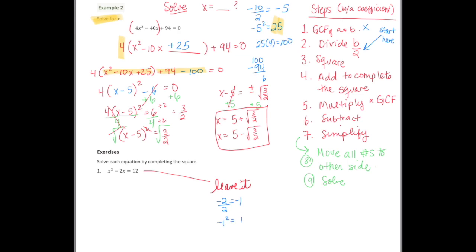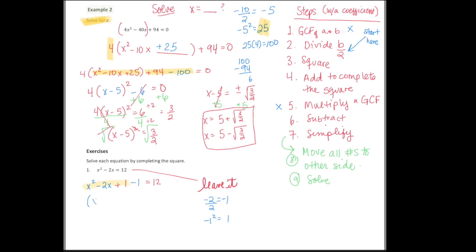Just divide your b by 2, which is in this case going to give you a negative 1. Square it, add it to complete the square, and then subtract it. You don't have a GCF in this case, so I don't have to do that part. And then you simplify. You're going to get your binomial square there. So it's x minus 1 squared minus 1 equals 12.